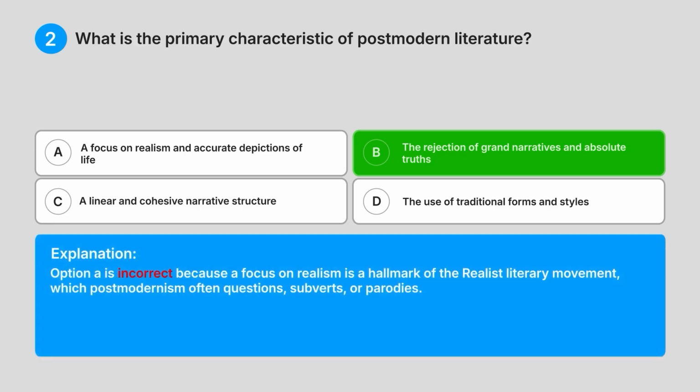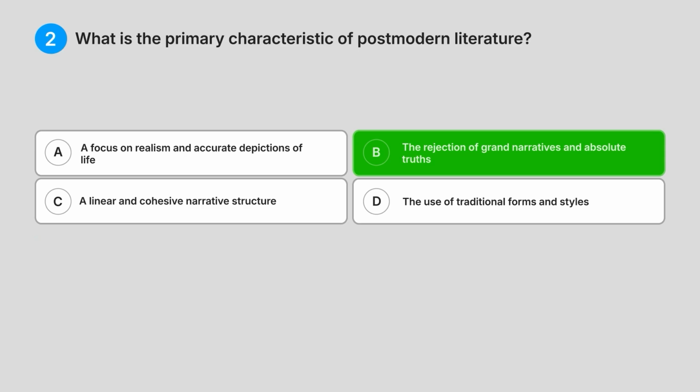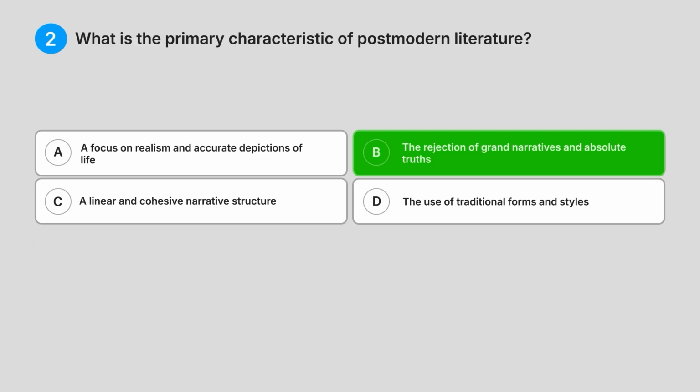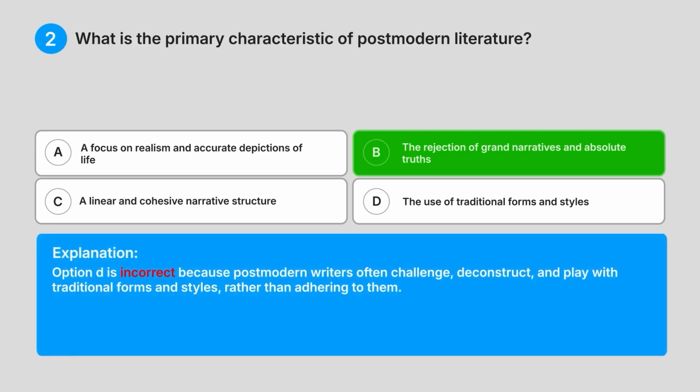Option A is incorrect because a focus on realism is a hallmark of the realist literary movement, which postmodernism often questions, subverts, or parodies. Option C is incorrect because postmodern literature frequently employs fragmented, non-linear, and unreliable narratives, directly opposing a traditionally cohesive and linear structure. Option D is incorrect because postmodern writers often challenge, deconstruct, and play with traditional forms and styles rather than adhering to them.